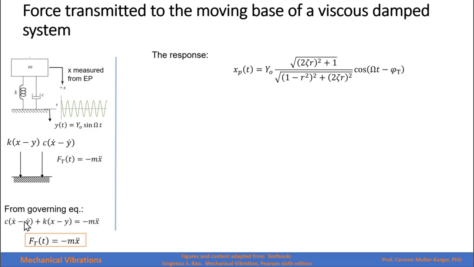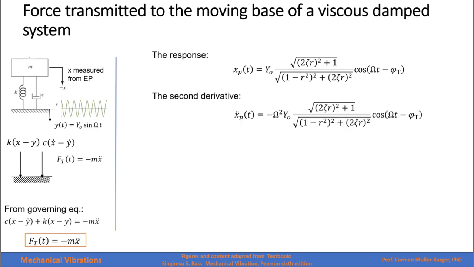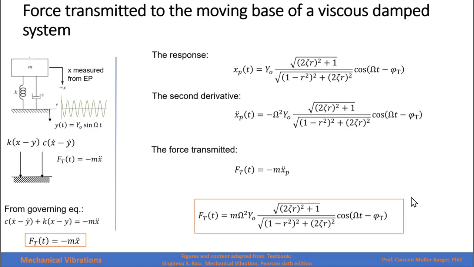The governing equation of this system is the two forces, which are external forces, equal to the inertial forces, which is mass times acceleration. So this transmitted force will be equal to negative mass times acceleration. So let's get the acceleration. For that, we differentiate this expression twice. The derivative of cosine is sine, and the second derivative is again cosine, but with the internal derivative, which is omega, we get negative omega squared. If we substitute this second derivative in the force transmitted to the base, we get this expression right here.